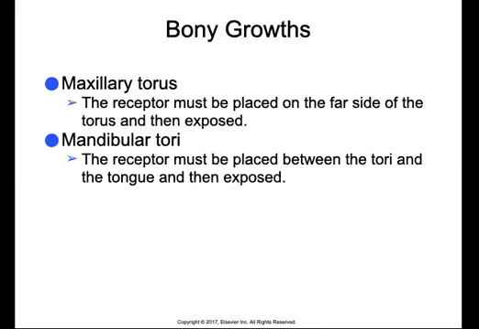So bony growths, we have something called a torus, or tori plural. A maxillary torus is basically just an overgrowth of bone that is on the roof of some people's mouths. If your patient has a maxillary torus, the receptor must be placed on the far side of the torus and then exposed.